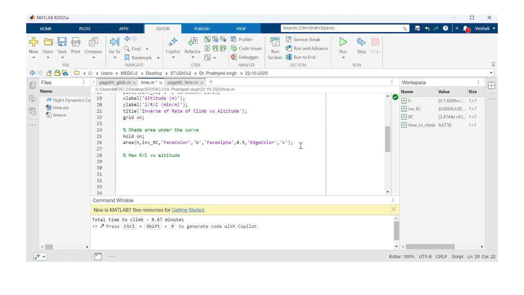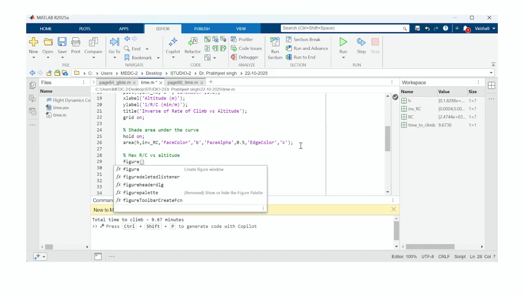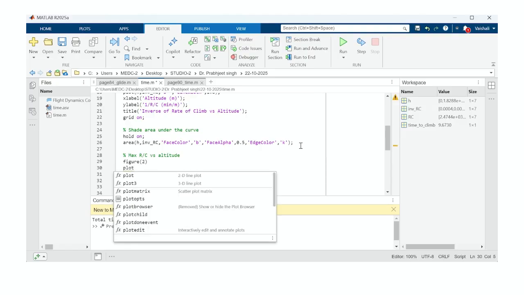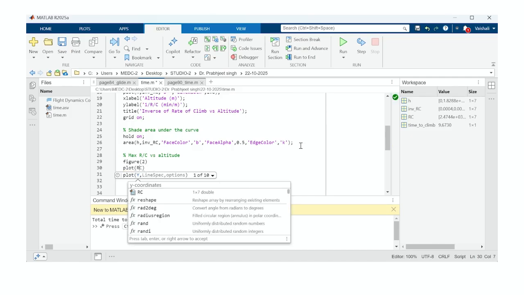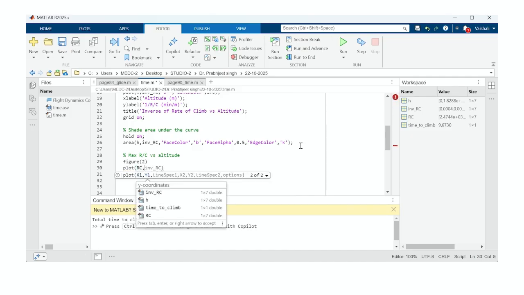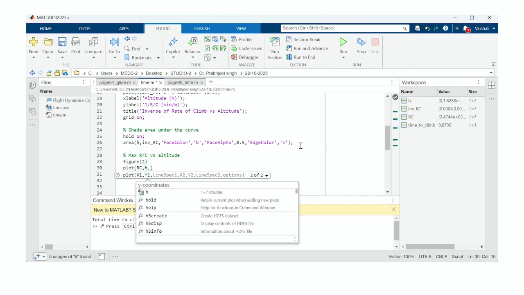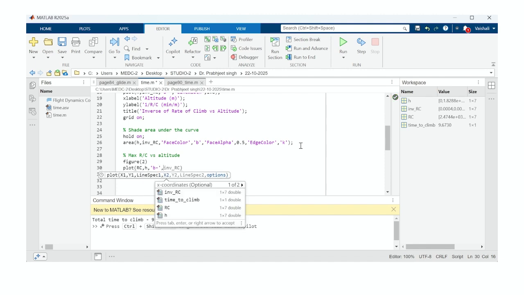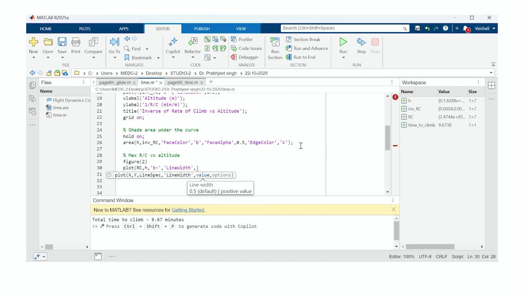Maximum rate of climb versus altitude. Let me write here. Now we'll go to figure 2. Now we have plot RC, that we have used RC comma altitude, that is H, and let me write here the quotes B minus, all right, with the line width of 2, okay.